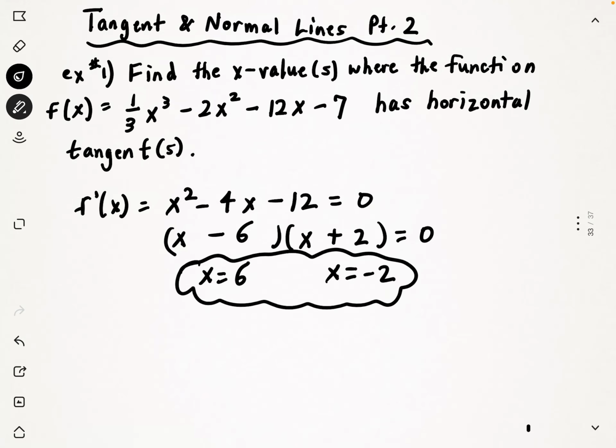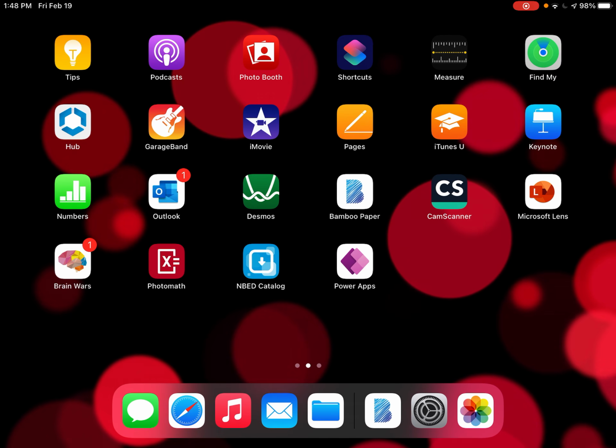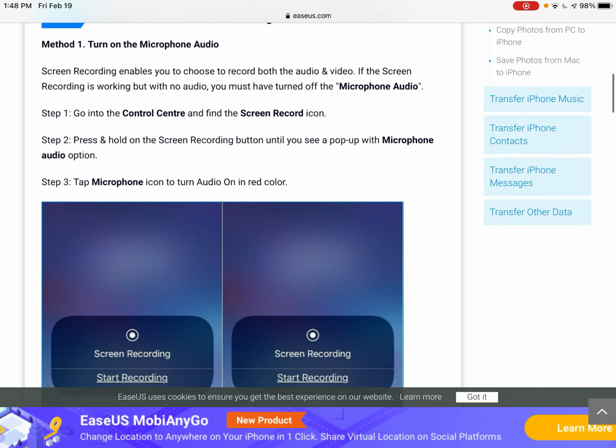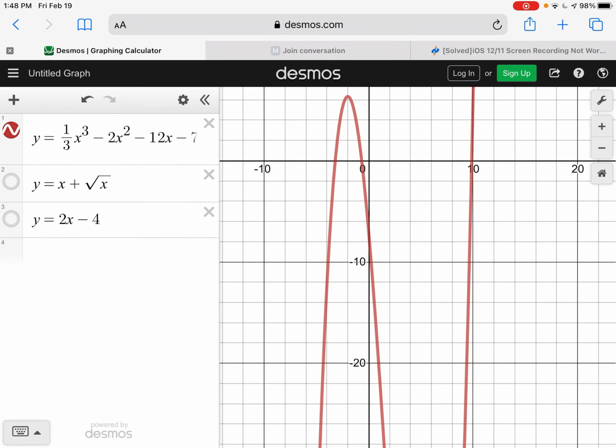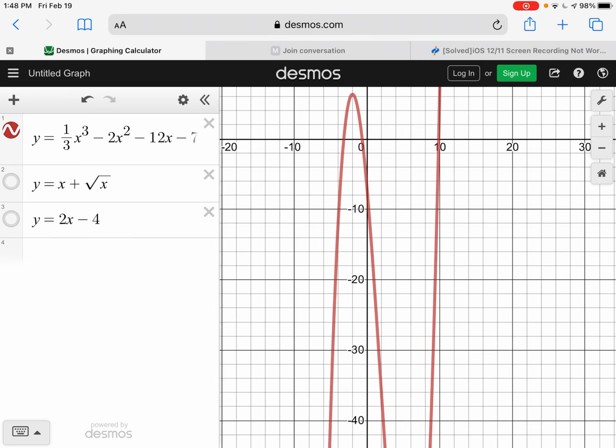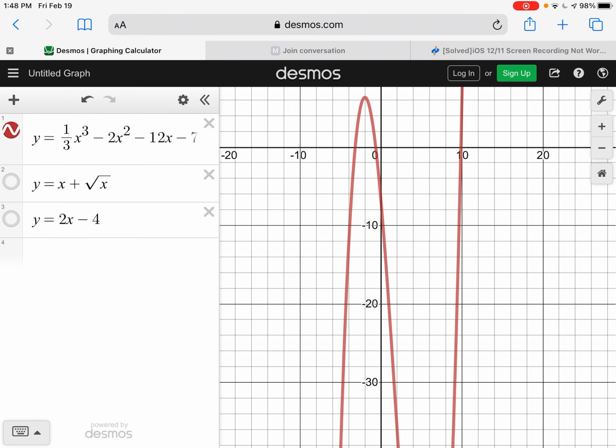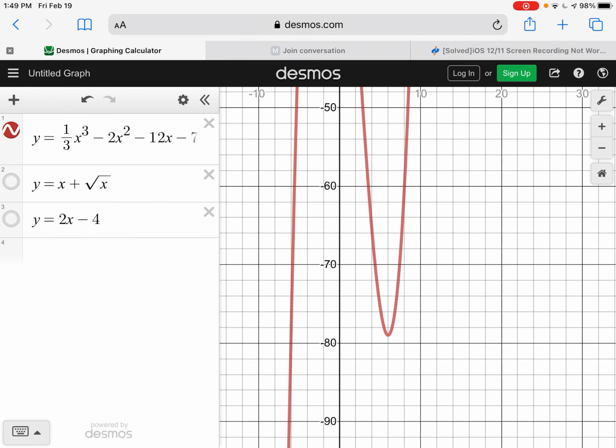Now, this is not required, but why don't we jump into Desmos and just take a look? If we go into Desmos, this is the graph that you were given for question 1, example 1, and then we were told that there are horizontal tangents at x is equal to -2, which you can see right here. That's a maximum point, so the tangent line would be flat. And then again here, at x is equal to 6. You can see that's a minimum, and the tangent line there would be horizontal as well.